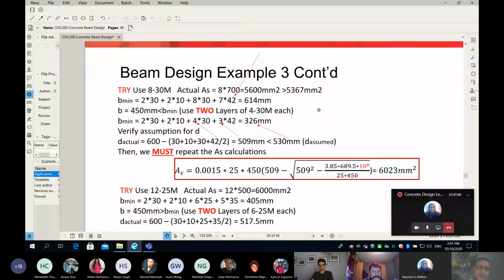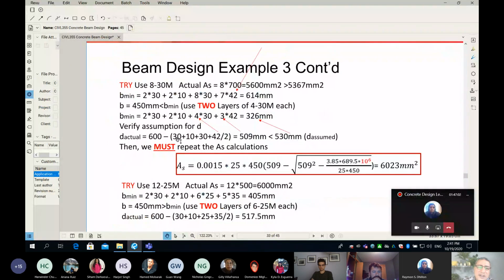Okay, let's see. So what happened here is you're going to simply find your actual G if you have 2 layers. Okay, so if you have 2 layers, guys, we've done this early in the class. If you have 2 layers, please don't waste your time to find where the centroid is. The centroid is in the middle of the spacing.